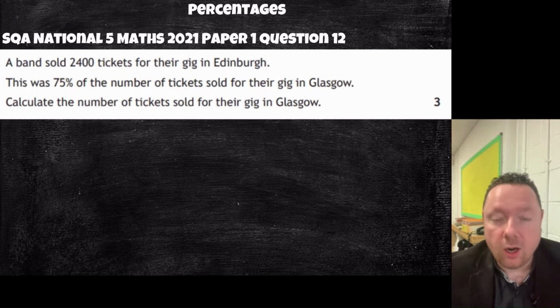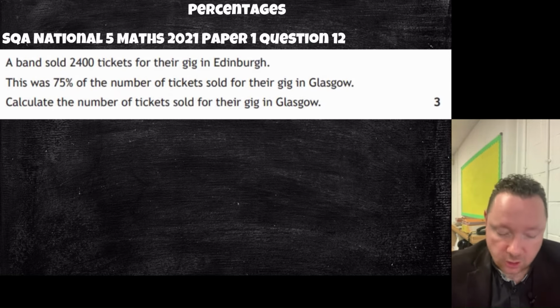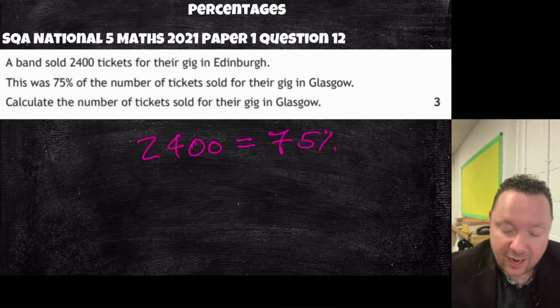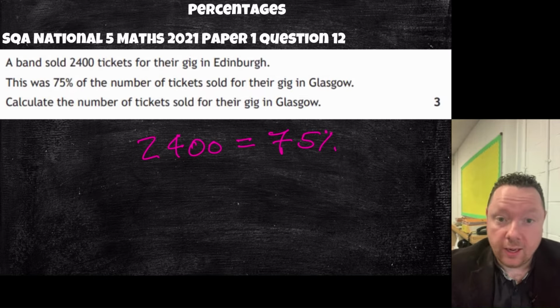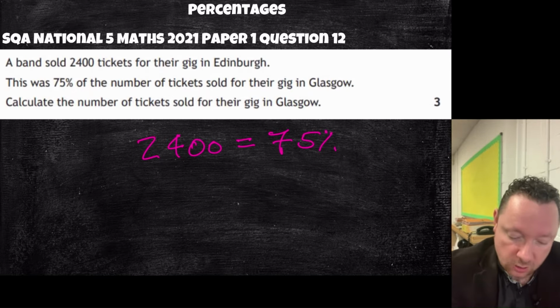So 2,400 tickets represents 75%. We need to work out 100%. So 2,400 equals 75%, and we want to get up to 100%. Well, we could go down to 1%, but that'd be divided by 75. A nicer way is to go down to 25%, because then we can go up to 100 by times it by 4. So just think of dividing each side by the same number.